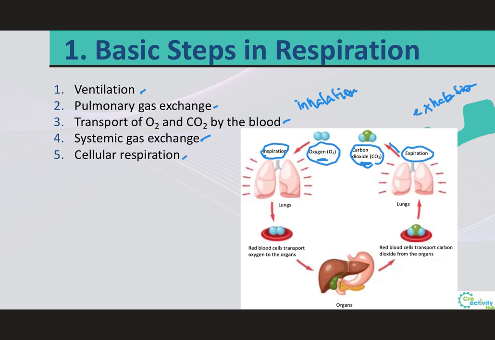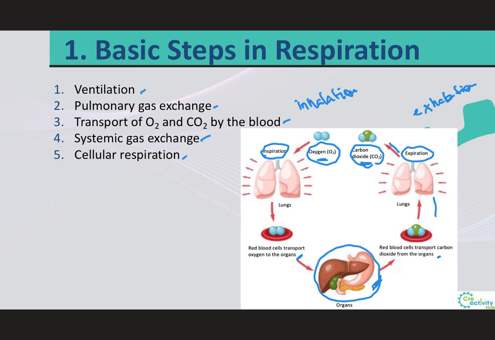Next, we have the transport of oxygen and carbon dioxide by the blood. And the blood will carry oxygen from the lungs to the tissues and carbon dioxide from the tissues back to the lungs. Next, we have the systemic gas exchange, where the gases are going to be exchanged between the blood in the systemic capillaries and the tissue cells of the body. And in this step, the systemic capillary blood will lose oxygen and gain carbon dioxide. And this is referred to as internal respiration as well.